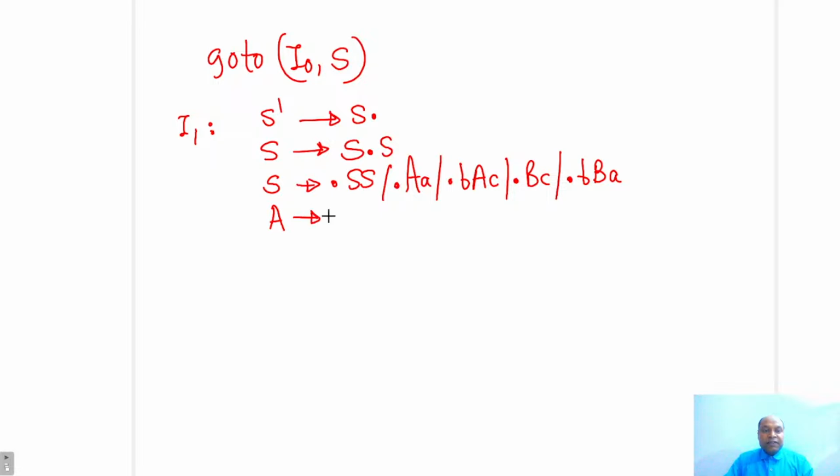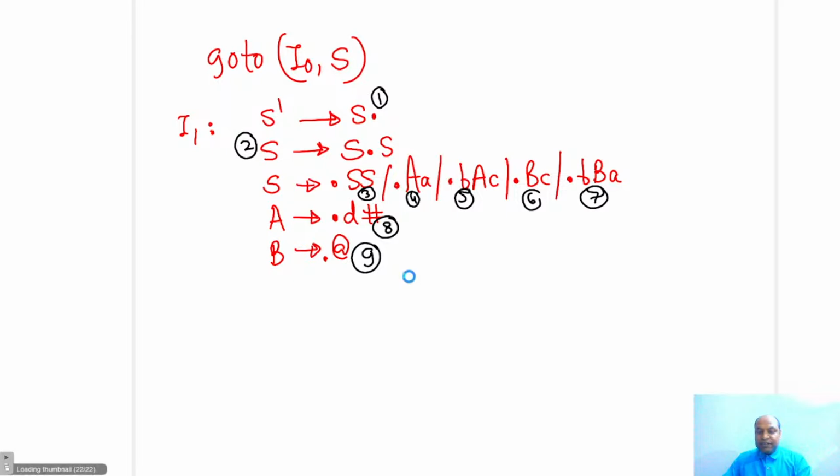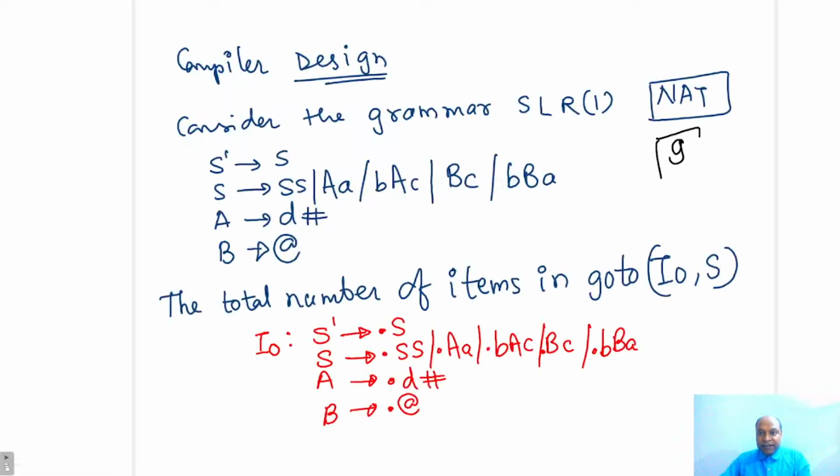Then for the A production we get dot d hash, because A is a non-terminal, and B is also a non-terminal, so we get B production dot at the rate. Now we need to count the number of items. This is item number 1, 2, 3, 4, 5, 6, 7, 8 and 9. So the correct answer for this question is 9. Hope you got the solution.